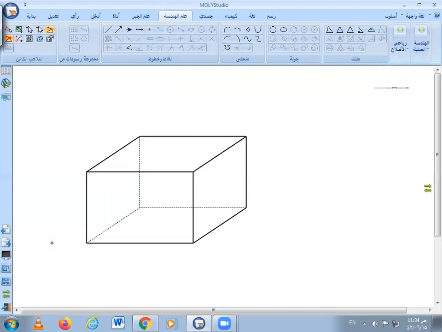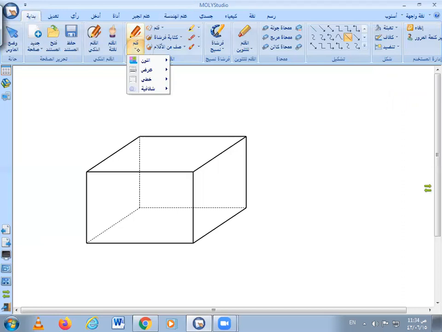And this solid is called cuboid. The cuboid also has 6 faces, but the face of the cuboid is in the form of rectangle. The face of the cube is in the form of square. The face of the cuboid is in the form of rectangle. It has 6 faces. Each face is rectangle. It has 12 edges and 8 vertices. Okay?